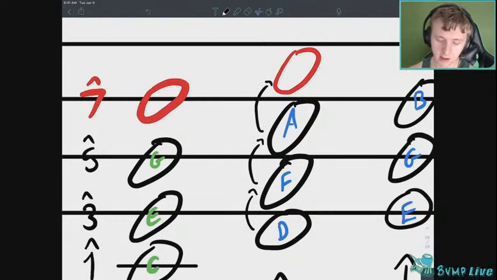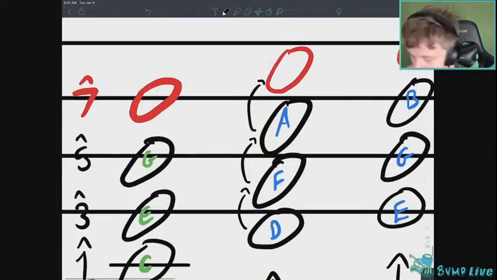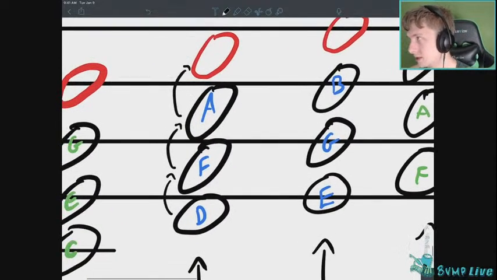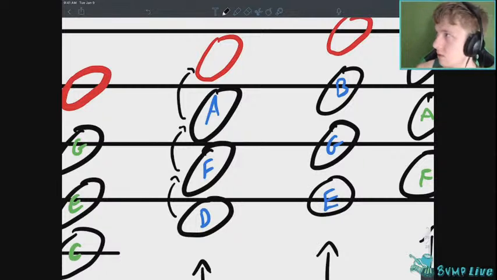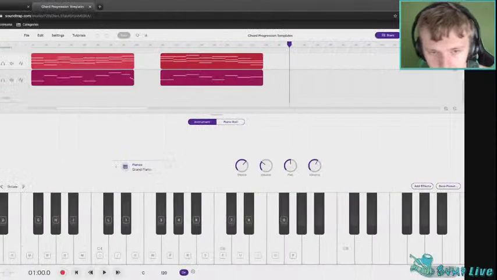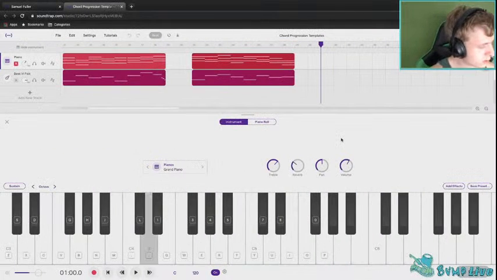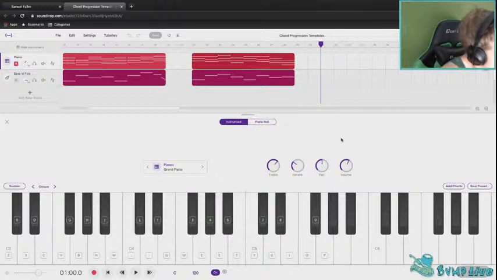Let's say that we were to consider D as the first note in the scale. Like this was part of a D minor scale right here, right? Maybe we're in D minor now. So let me just play the notes of D minor to make this more clear. Go down an octave.